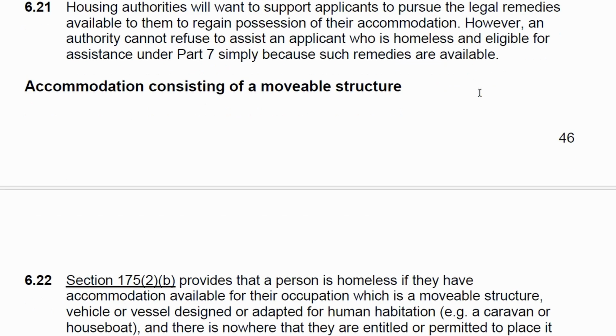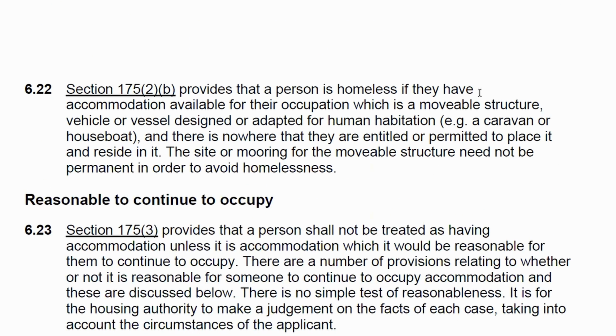Accommodation consisting of a movable structure. 6.22. Section 175(2B) provides that a person is homeless if they have accommodation available for their occupation, which is a movable structure, vehicle, or vessel designed or adapted for human habitation, e.g., a caravan or houseboat, and there is nowhere that they are entitled or permitted to place it and reside in it. The site or mooring for a movable structure need not be permanent in order to avoid homelessness.